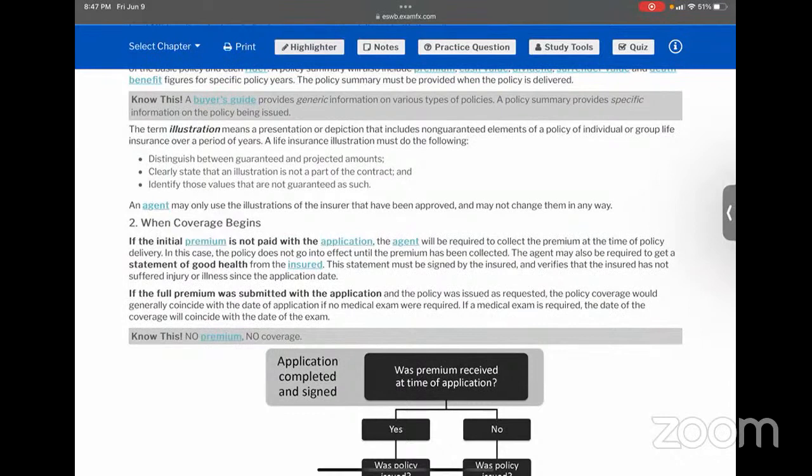Know this: no premium, no coverage. Does everybody understand that? No premium, no coverage.